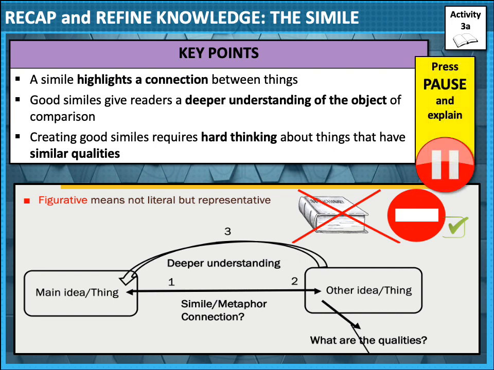When I count down from 3, 2, 1, I'd like you to pause and explain the similes in the boxes of 3A. You can choose 1 or 2 to explain. 3, 2, 1, go.